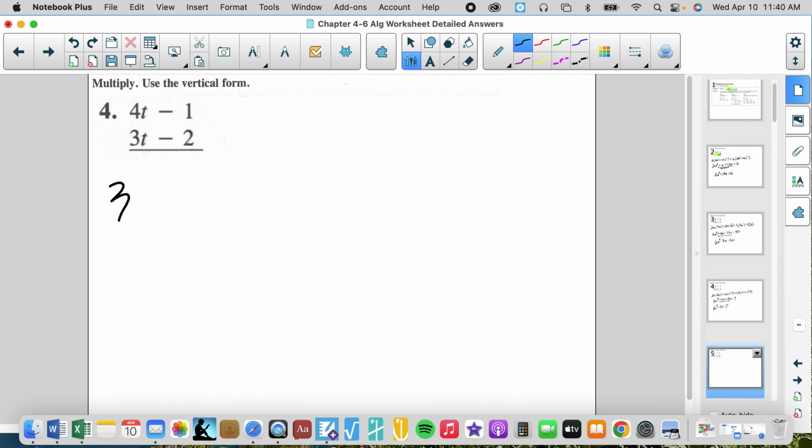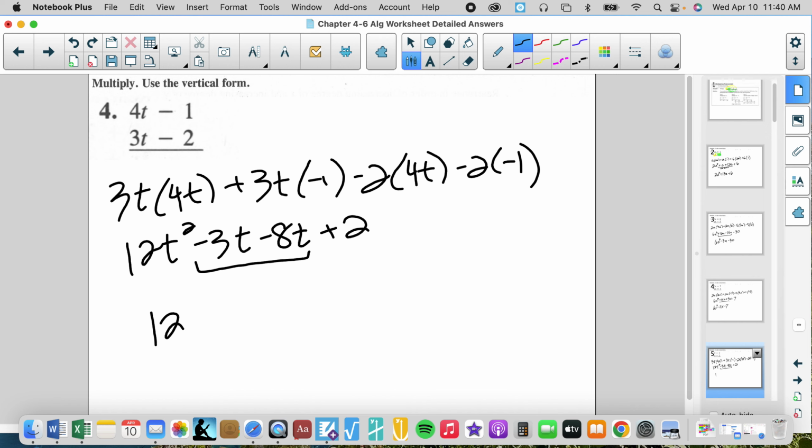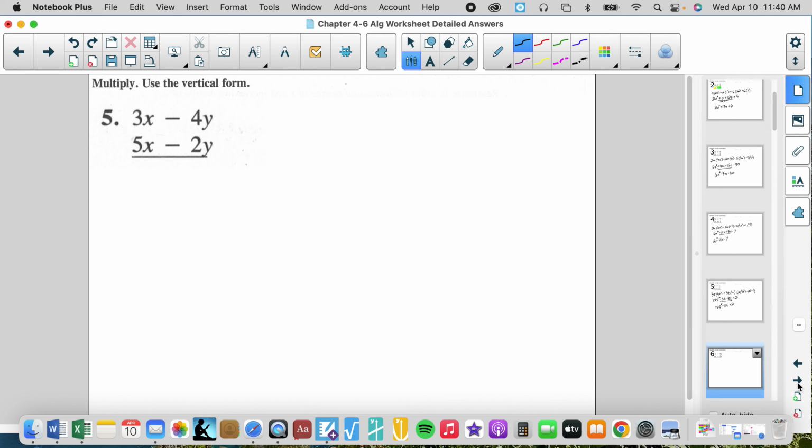And we again see that we can multiply this within 60 seconds. We should get so efficient at this that we can just rattle this off. We know what we're multiplying, we know how to multiply two monomials, and we know that we're going to get like terms, 12t squared minus 11t plus 2. We can't add anymore. Those are unlike terms at the end there.